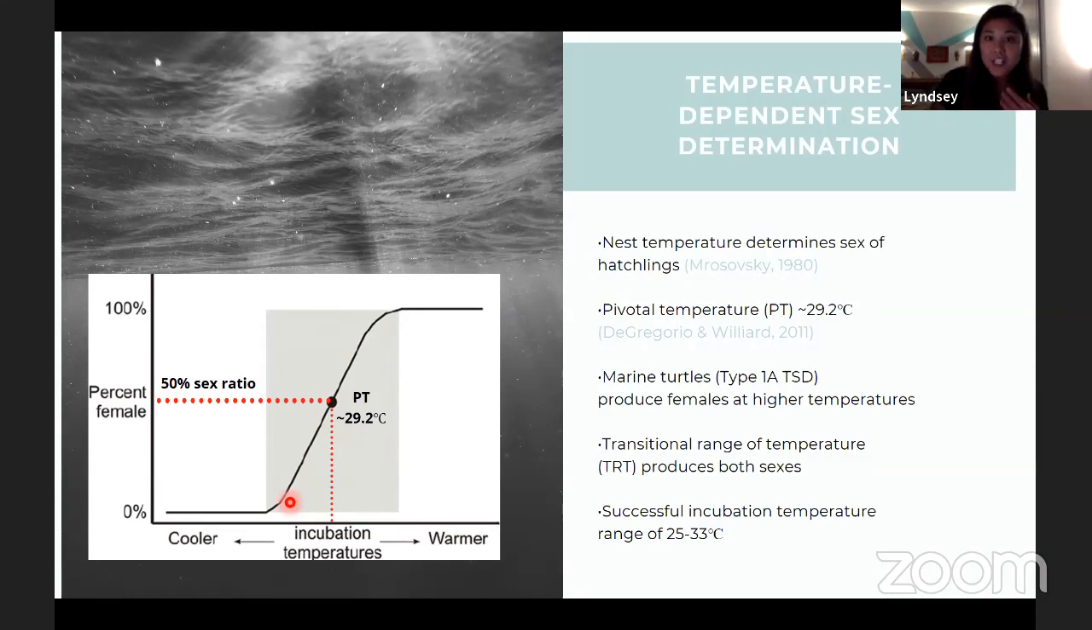I also want to mention that there is a range of successful incubation temperatures that is around 25 to 33 degrees, and anything above or below this can cause mortality. So we will actually discuss this a little bit more when I talk about Red Sea temperatures.